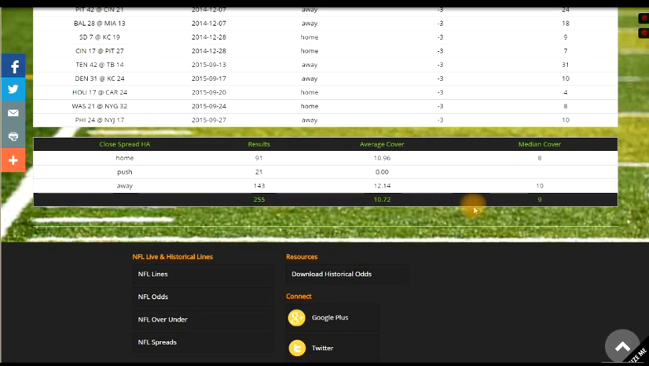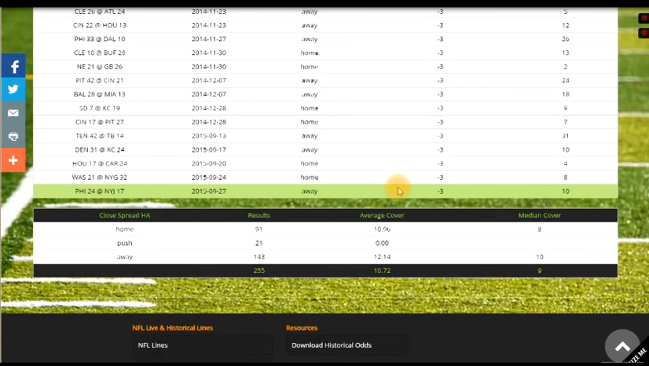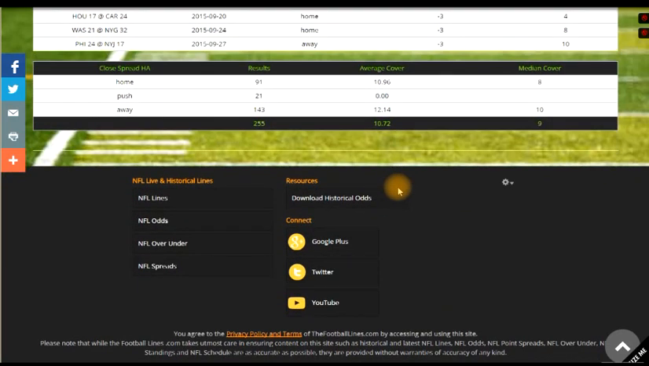Okay. But if we take this information and dissect it a little bit further, I've got the average cover and the median cover. Now that is the amount of points that the team that covered actually covered by. So they're high. We'll go with the away team. We already know that they've got a 56% cover rate, and the average is 12.14. So that means when the away team did cover, a lot of times they covered by a lot of points. So can we use that to our advantage? Can we increase our return?